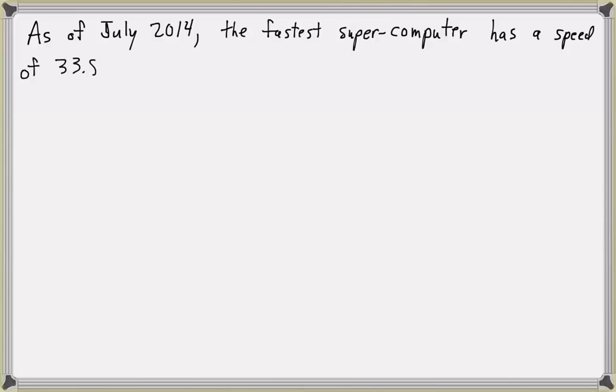So as of July 2014, the fastest supercomputer has a speed of 33.86 petaflops, which means it can compute 33.86 times 10 to the 15th power operations per second.